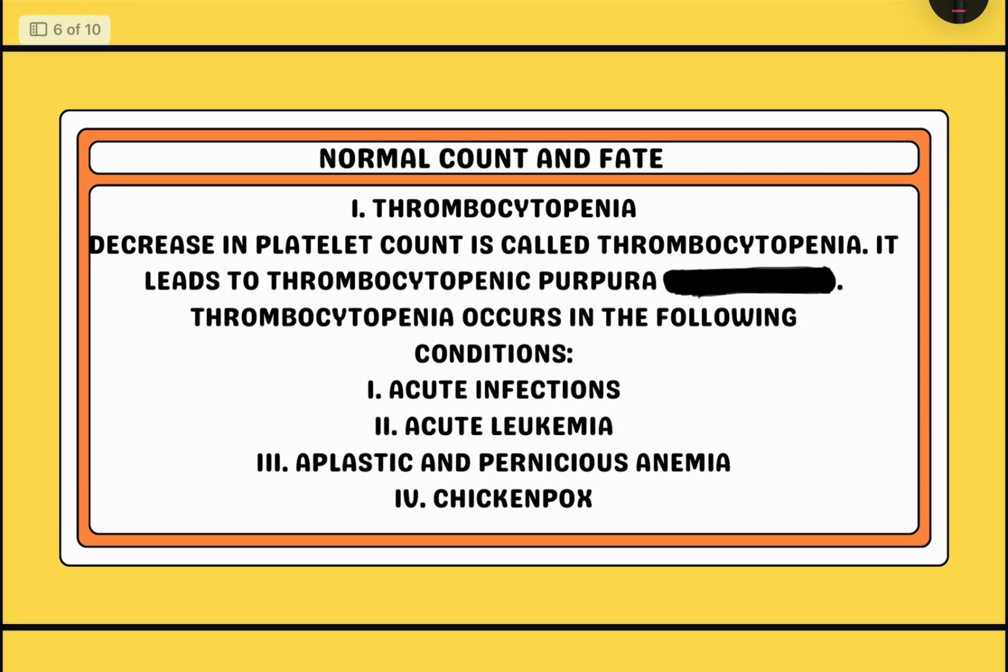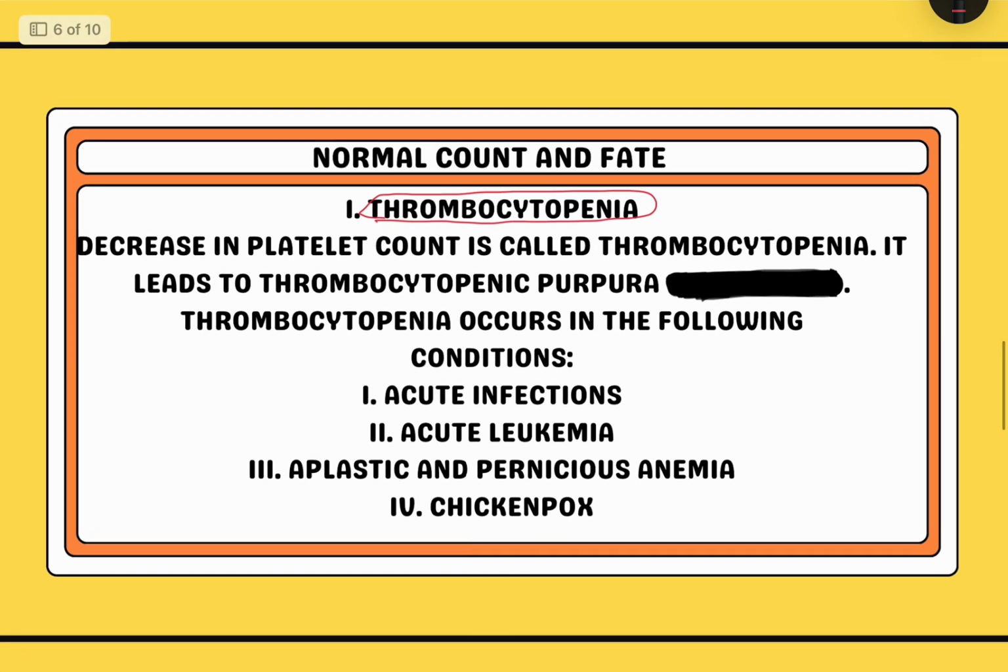Now the normal count and the fate. Firstly, we will be studying various terms here, starting with thrombocytopenia. It is very important from both the physiological and pathological point of view. That is, decreased. What does thrombocytopenia mean? It means a decrease in platelet count. In simple terms, the platelet count is getting decreased. It leads to thrombocytopenic purpura.